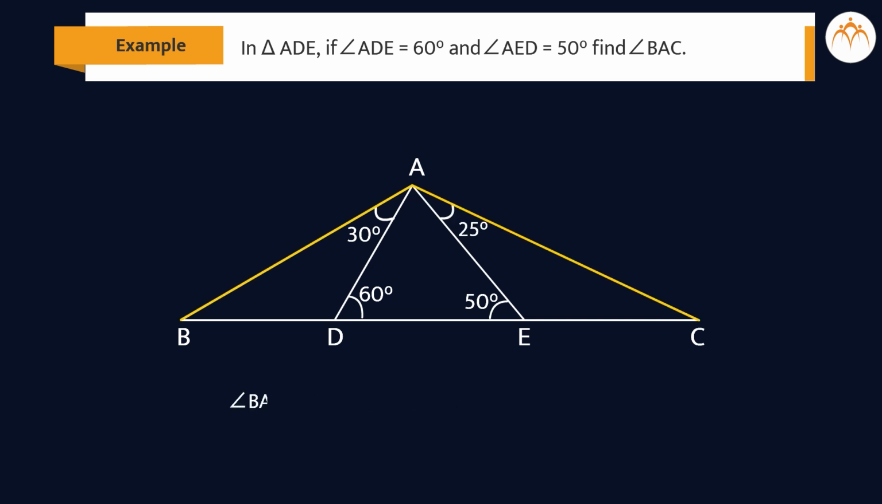Measure angle BAC is equal to measure angle BAD plus measure angle DAE plus measure angle EAC, adjacent angles, is equal to 30 degree plus 70 degree plus 25 degree is equal to 125 degree. Therefore, measure angle BAC is equal to 125 degree.